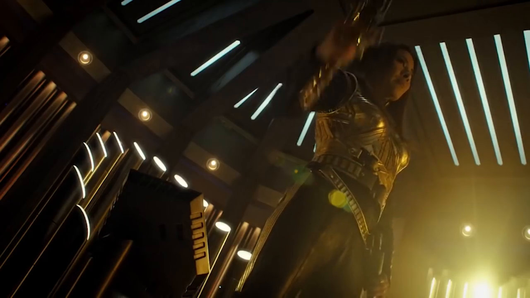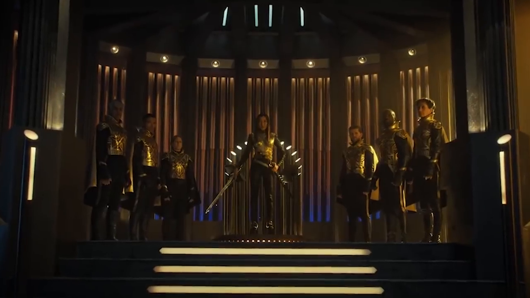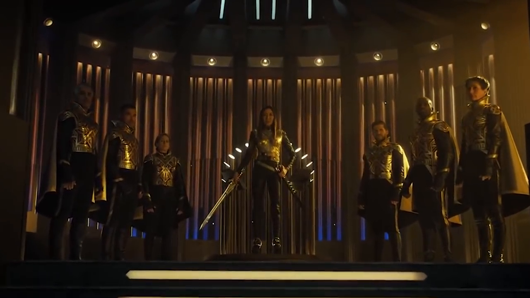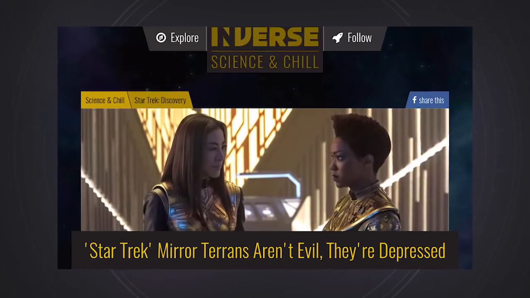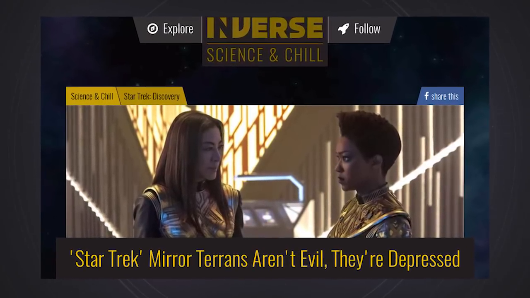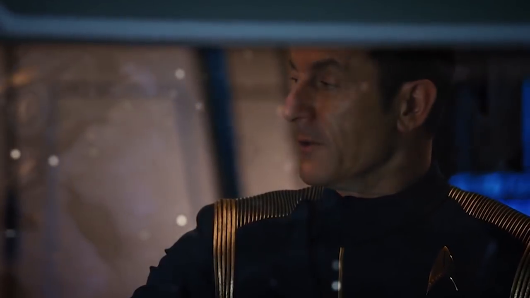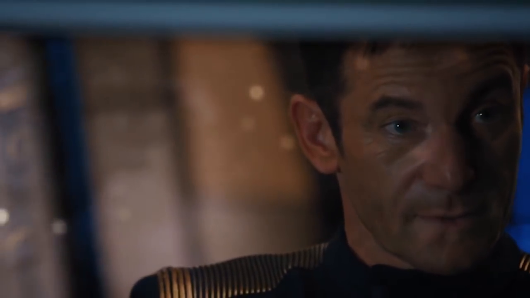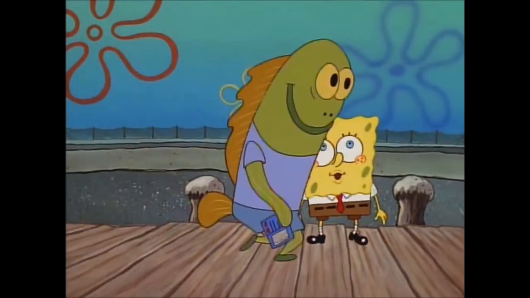Now this would suggest that the Terrans' aggressive and violent characteristics could stem from evolution and not a single point of divergence in the past. Inverse believes that the Terrans are actually clinically depressed. Now I would take this with a grain of salt and hope that Discovery writers touch on the light sensitivity a bit more in the coming episodes. Hey, I doubt it! Okay!